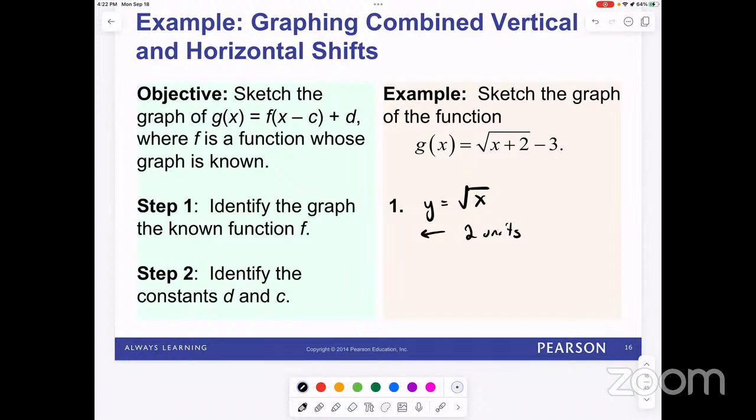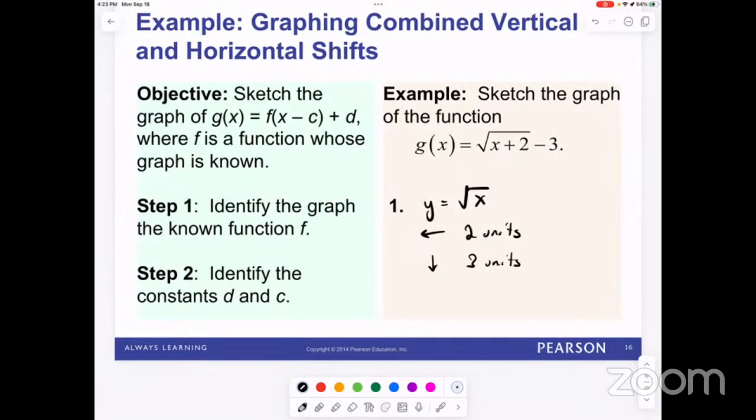So one more time, inside manipulations cause a horizontal change, and they're typically the reverse of our intuition. Outside manipulations cause a vertical change, and they follow our intuition, right? So if we subtract 3 on the outside, that means we should go down by 3. Vertical change following our intuition, down 3 units.